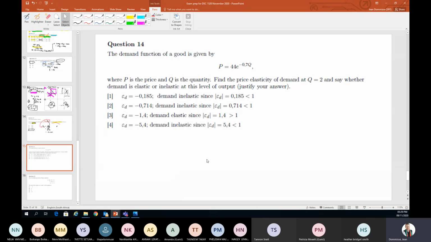Then with this one, the demand function of a good is given, where P is the price and Q is the quantity. Find the price elasticity of demand at Q equals 2 and say whether demand is elastic or inelastic at this level of output. Justify your answer.